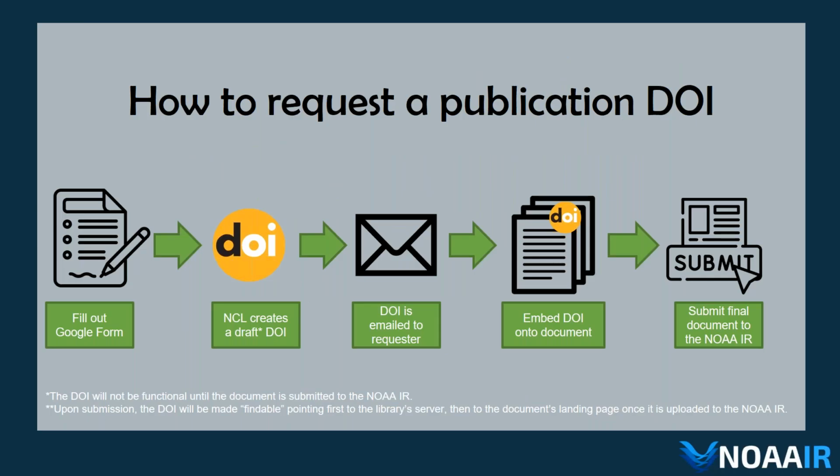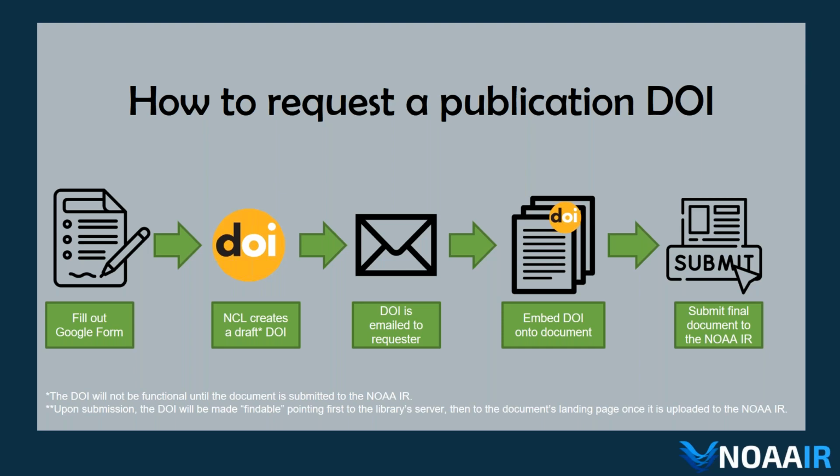So I kind of want to go through this process. I have this nice little diagram here of how to request the publication DOI, just to emphasize this a little bit. You'd have to fill out our Google form. It's real short, it's like 2 questions. Within about 24 hours, we will create that draft, what's called a draft DOI, and email that back to you. Once you have, and let me back up for 1 second, a draft DOI, I have a note here. This draft DOI will not be functional.